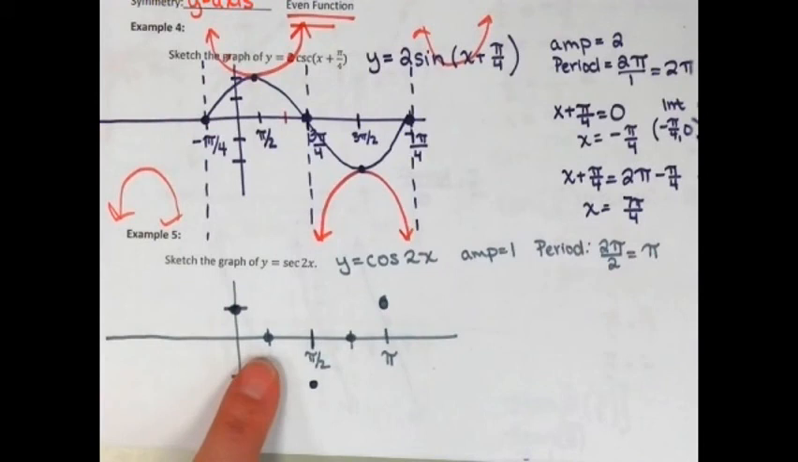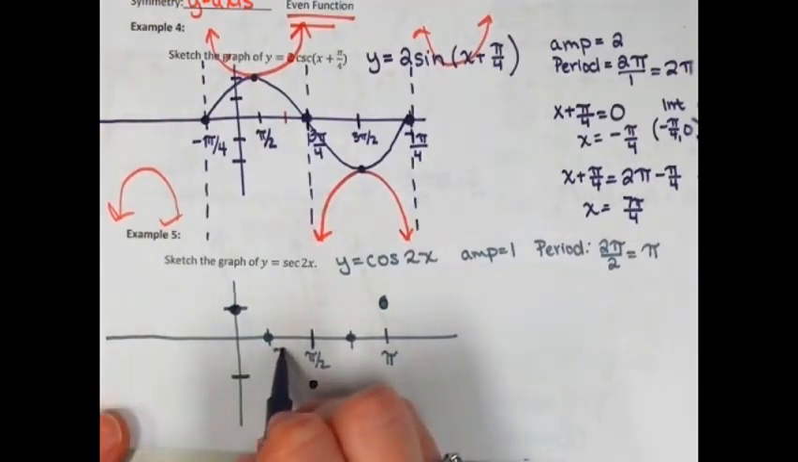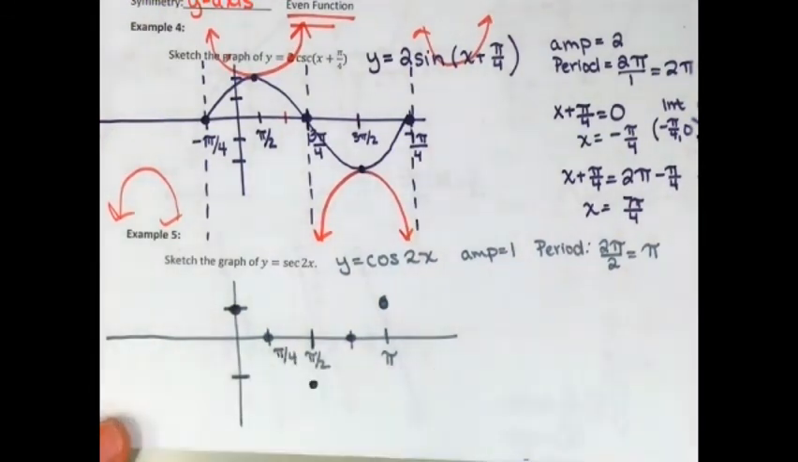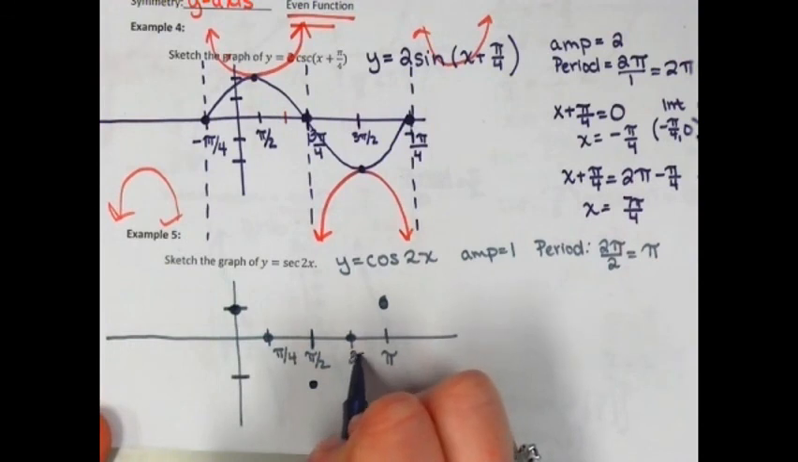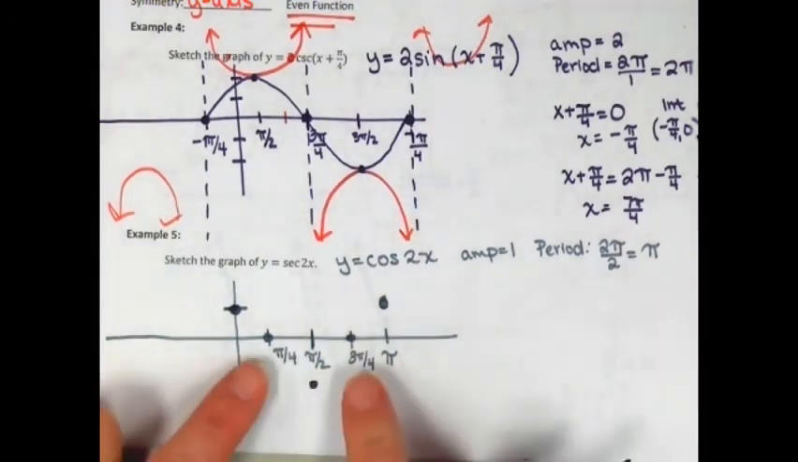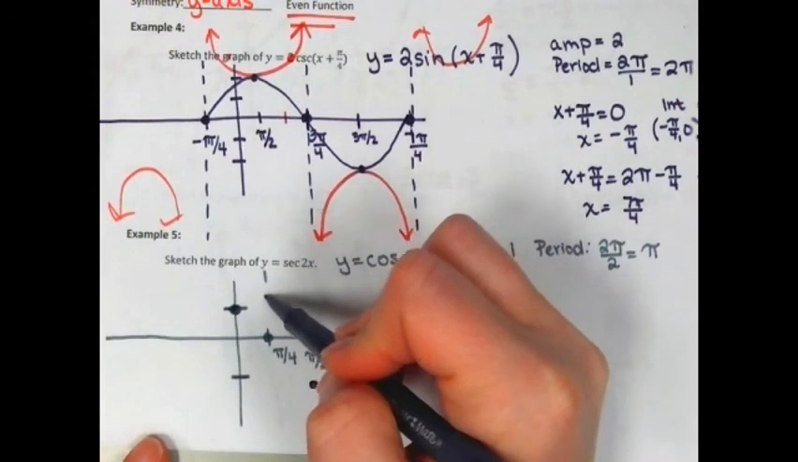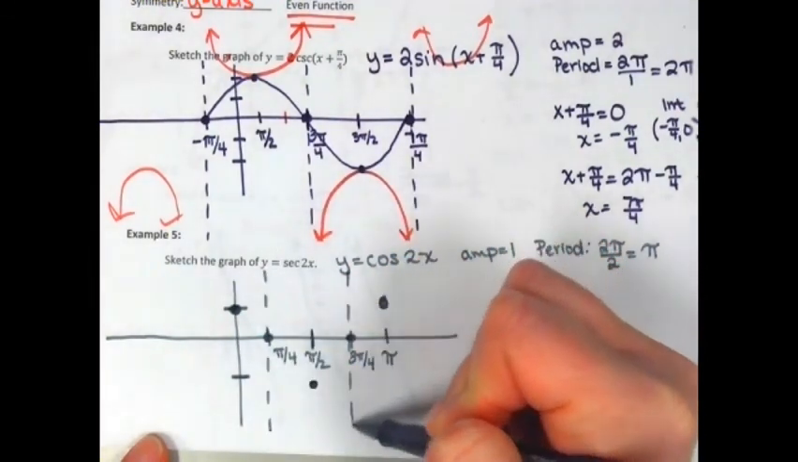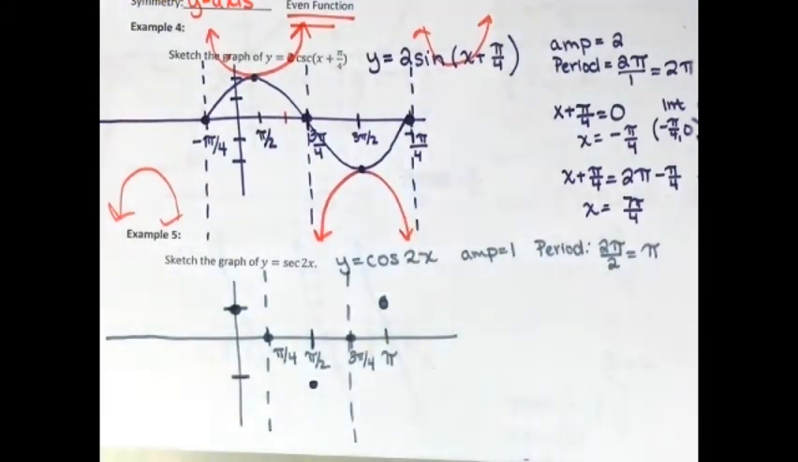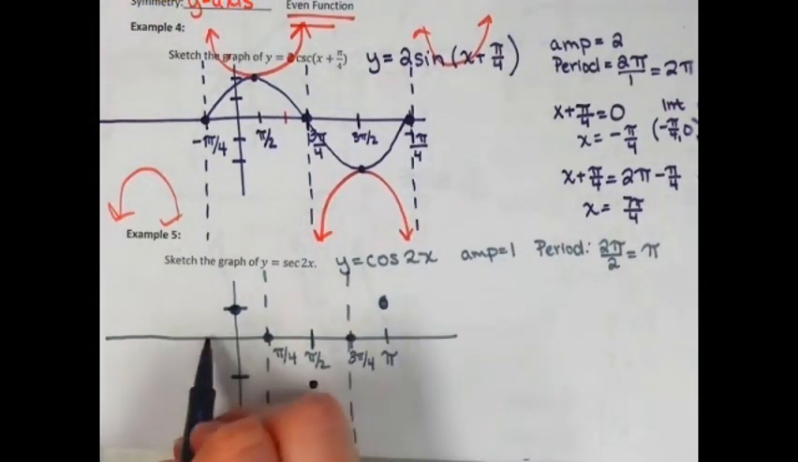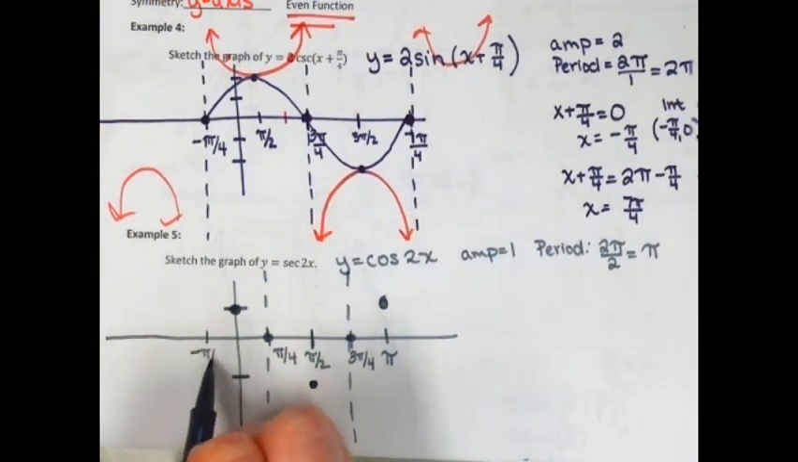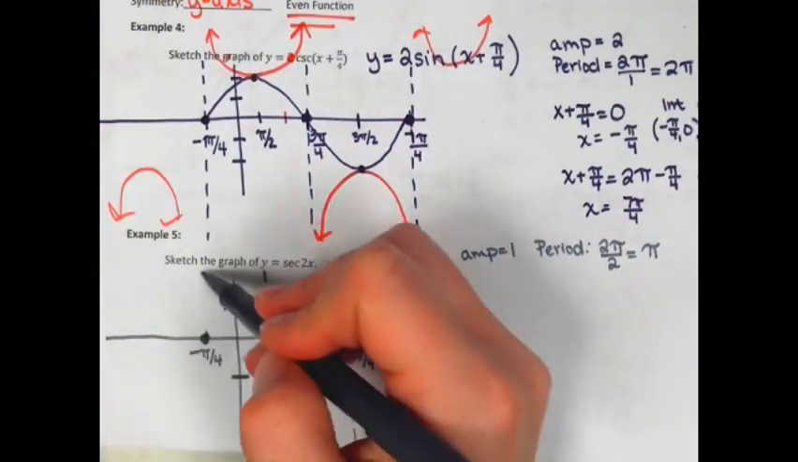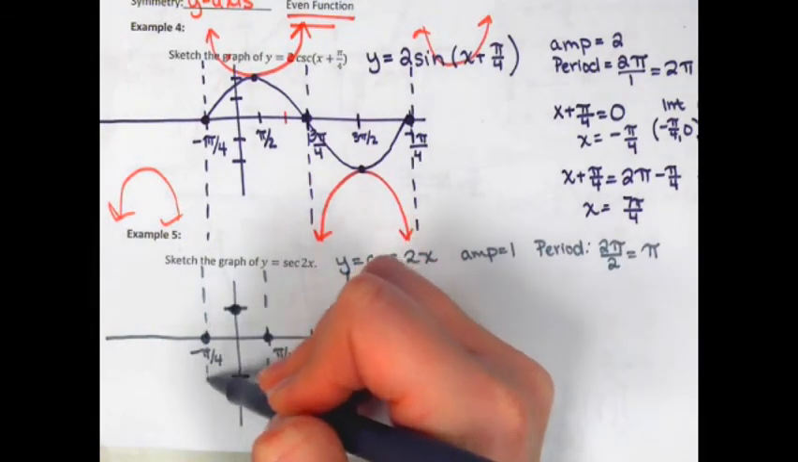Now, where is my first intercept? Pi over 4. And where's my second intercept? 3 pi over 4. So because those are intercepts, aren't those my vertical asymptotes? You guys okay with that? So then if I go backwards, negative pi over 4, isn't that an intercept here? So won't I have a vertical asymptote?